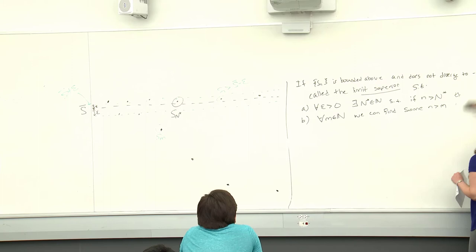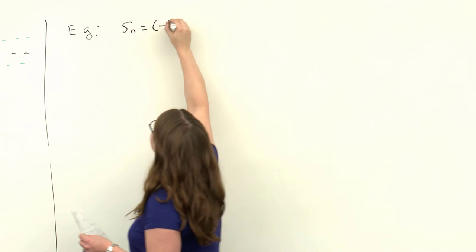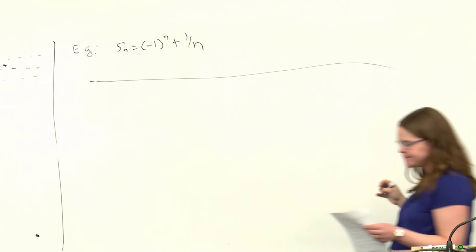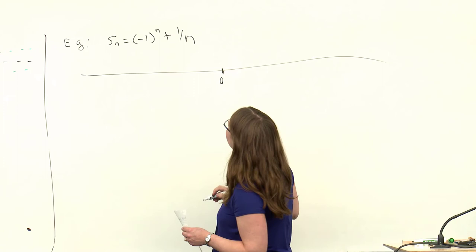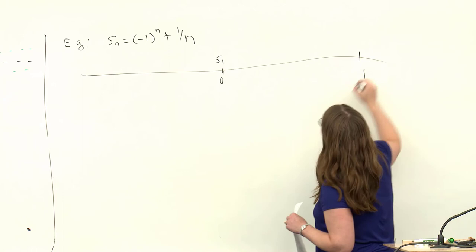Okay, so let me do this example. Sn is (-1)^n + 1/n. I'm going to draw a picture of some of the values just so we get some intuition into what this is doing. I'll call this 0, and if I put in n equals 1, this is what I get. We'll mark this as 1, and let's mark this as minus 1.